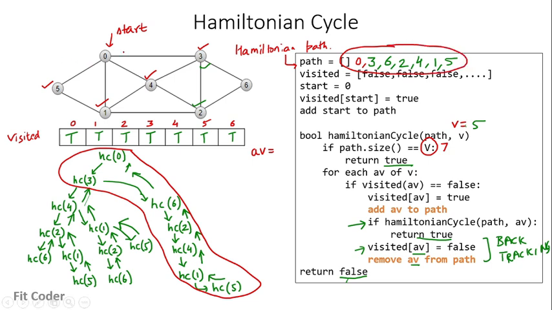So if you see in the graph 0, 3, 6, 2, 4, 1, 5. So this is the Hamiltonian path, and if there is an edge from 5 to 0, it becomes a Hamiltonian cycle. So that is how you can find a Hamiltonian cycle in a graph. So once you have understood the pseudocode, let's try to implement this in C++.